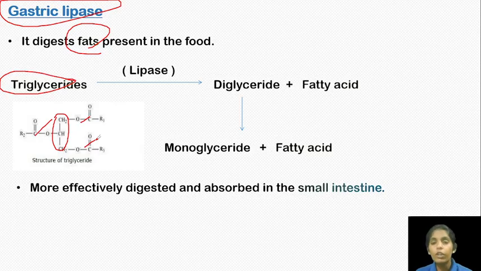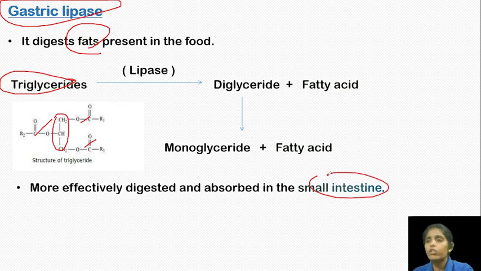The triglycerides, in the presence of lipases, will be broken down into diglycerides and fatty acids. And the diglycerides are further broken down into monoglycerides and fatty acids. So fatty acids are the simplest forms of lipids, and these fatty acids can be easily absorbed into the lymphatic circulation. And remember one thing, the majority of the fats are digested and absorbed only in the small intestine. That is about the gastric lipase.